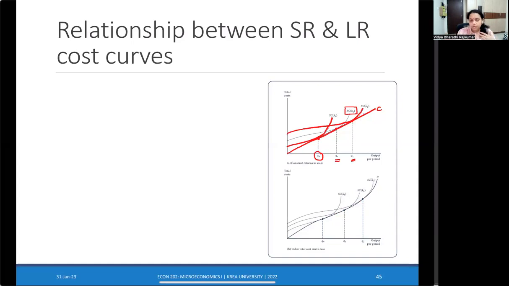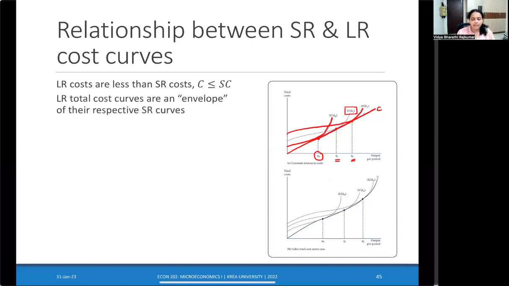So this is the intuition behind short and long-run cost curves. Your long-run costs are always less than or equal to your short-run costs. And they're pretty much an envelope. You just straddle the short-run optimal points to construct your long-run cost curve. So it's pretty much an envelope.